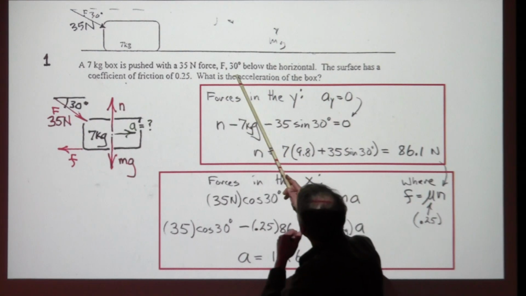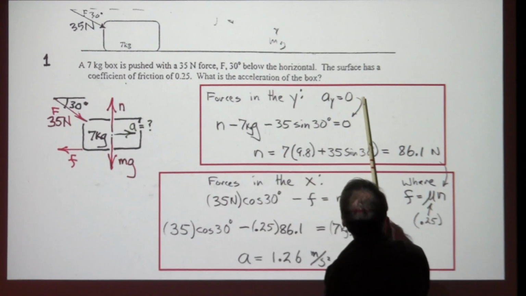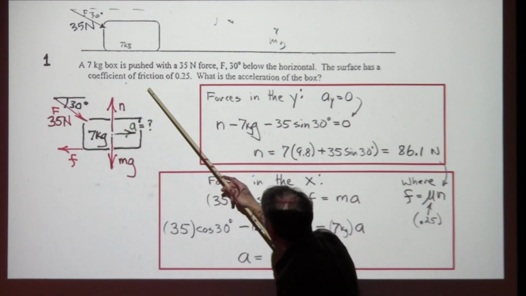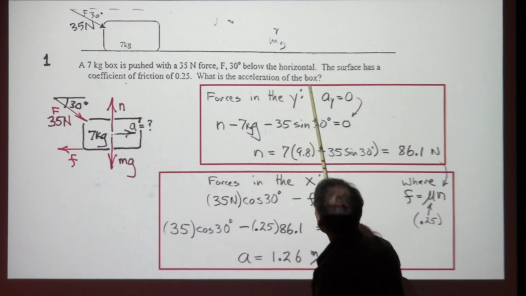Okay, what else does he tell us? It's 30 degrees below the horizontal is the direction it's being pushed. The surface has a coefficient of friction of 0.25. Okay, it says, what is the acceleration of the box?